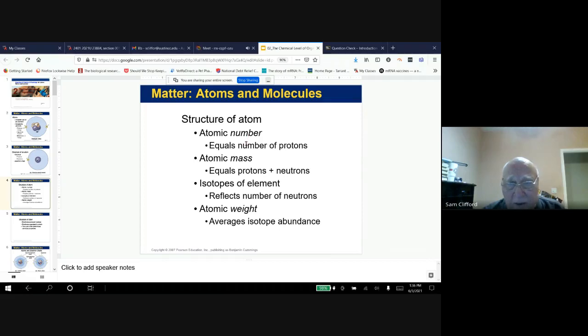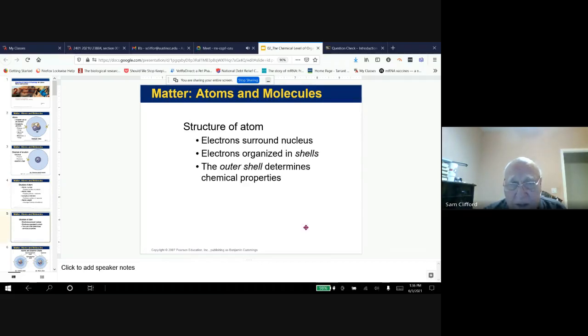You should know that atomic number is the number of protons. Protons plus neutrons equals atomic mass. If you have a substance that has varying amounts of neutrons, you can have carbon 12, carbon 13, carbon 14. Mostly the mass of the neutrons and protons adds up to the atomic mass or atomic weight. Electrons surround the nucleus. They're organized in layers of shells, and the outside shells determine the characteristics of various atoms.